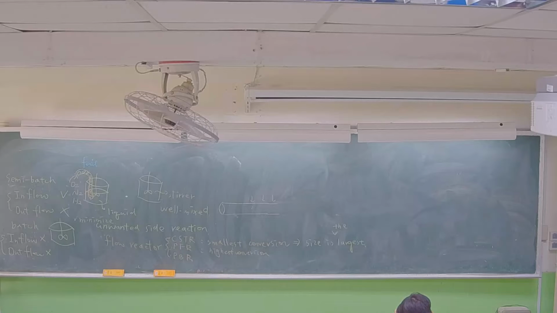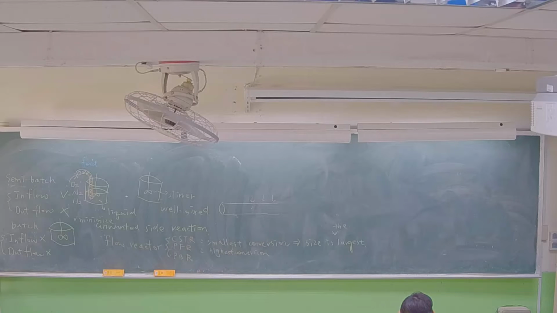And both of them are homogeneous. So which one is heterogeneous? PBR, right? PBR deals with heterogeneous reactions, like solid and liquid, or solid and gas. The solid is the catalyst. The liquid or gas is your reactant. So PBR is mainly for catalytic reactions. They contain solid catalyst for heterogeneous reactions.